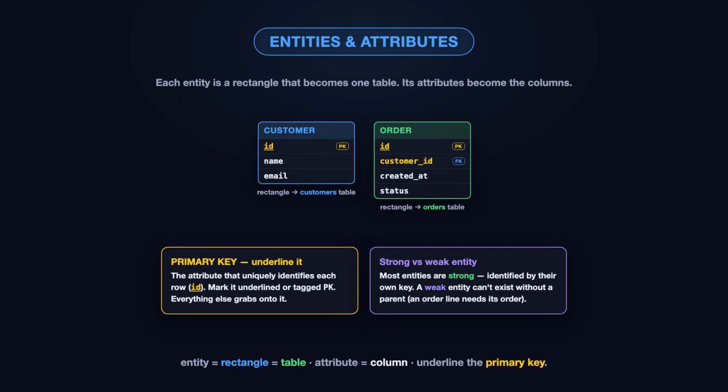The headline to burn in, entity equals rectangle equals table. Attribute equals column. Underline the primary key. Get that, and you have already drawn half of every diagram you'll ever make.